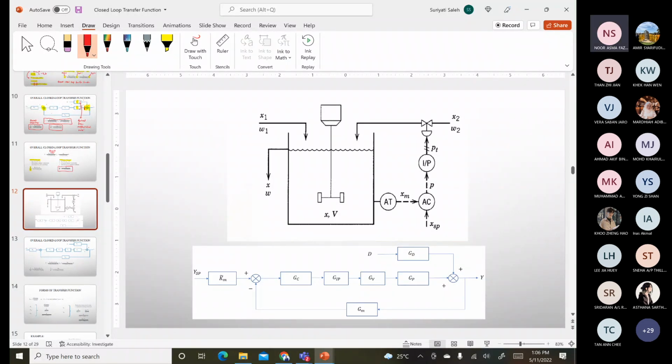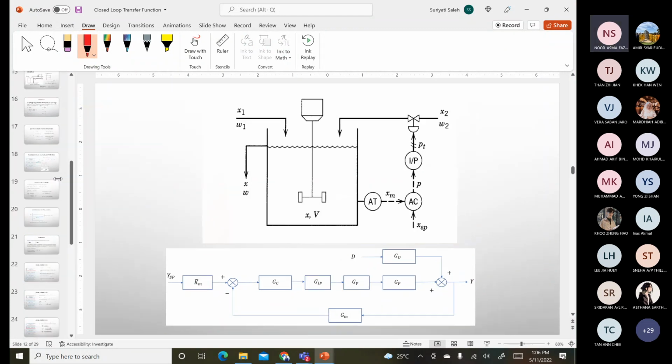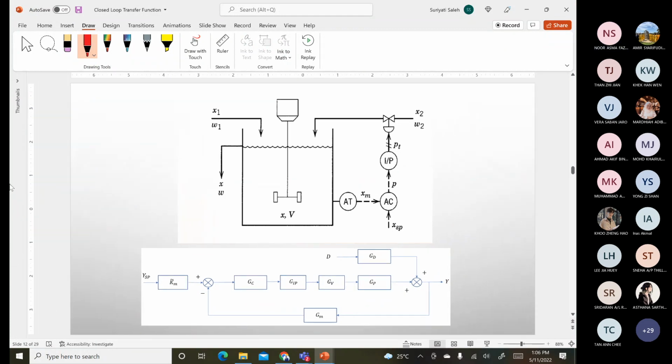So why is it different? In this case, you can see this is the case study. A is the analyzer. A for analyzer means it is for the composition control. So the Y here is for the composition. The composition in this case will be your X, the X composition.